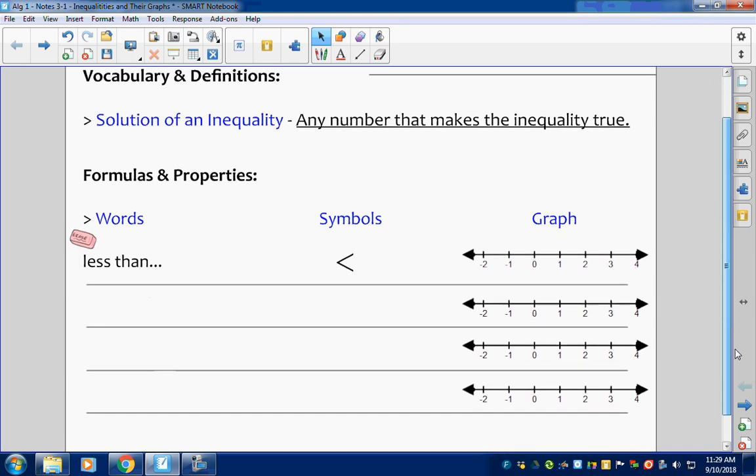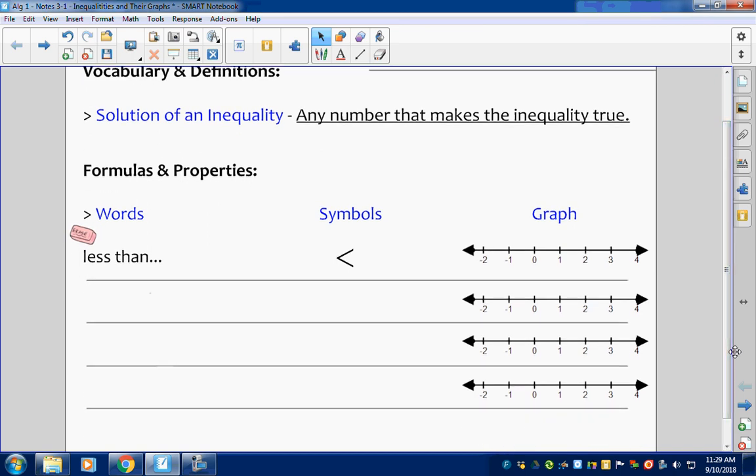we'll do some examples in a minute here. We'll do several examples. So let's just get the words and the symbols. We're not going to worry about the graph just yet. But less than. Then we have greater than, looks like that. Remember, as we go from left to right, so if it's opening up towards the variable, it's greater than.